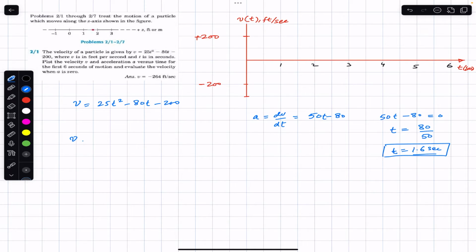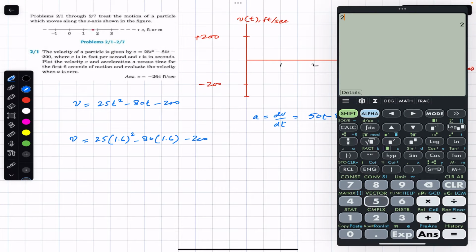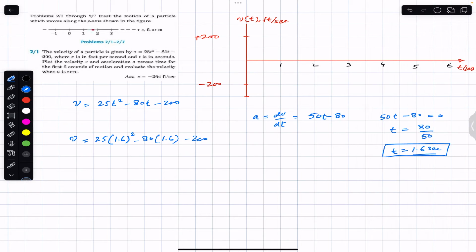So the velocity will be equal to 25 into 1.6 squared minus 80 into 1.6 minus 200. This gives us minus 264, and the units are feet per second. So the velocity when acceleration is equal to 0 is minus 264 feet per second.